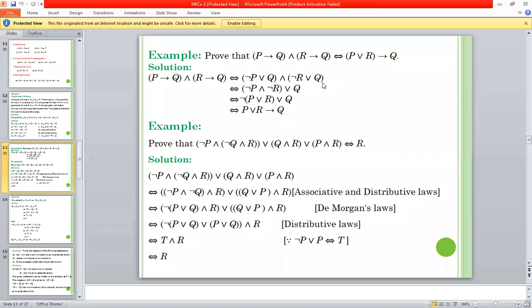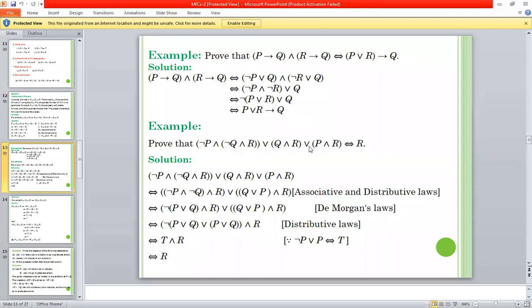In the first step we are applying the equivalence relation: P implication Q is equivalent to negation P or Q. In the second step we are applying the distributive law. Next we are applying De Morgan's law: negation P and negation R is equivalent to negation of (P or R). In the fourth step we are applying negation P or Q, which is equivalent to P implication Q.